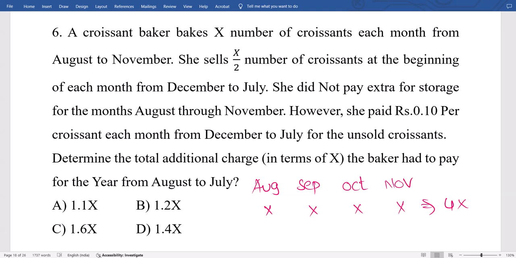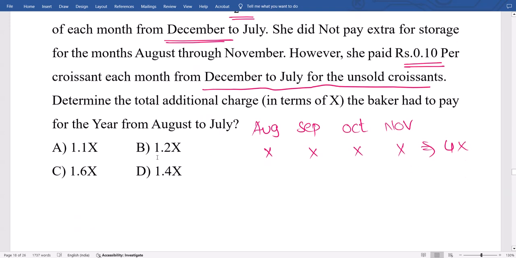Now she did not pay extra for storage for the months August through November. From August to November to store these cakes, they're not paying any extra, but however, she paid 0.10 for each one from December to July for the unsold items. For unsold items, she is paying 0.10 per cake, right? And she is selling x by 2 each month from December to July. From December to July, it's almost 1 year.